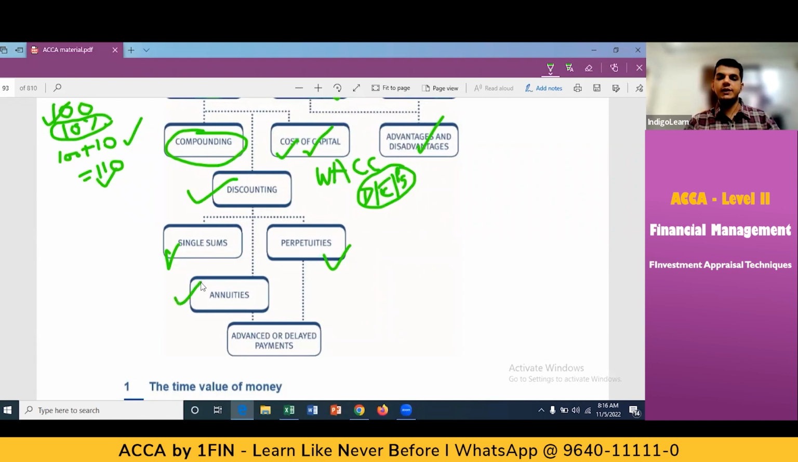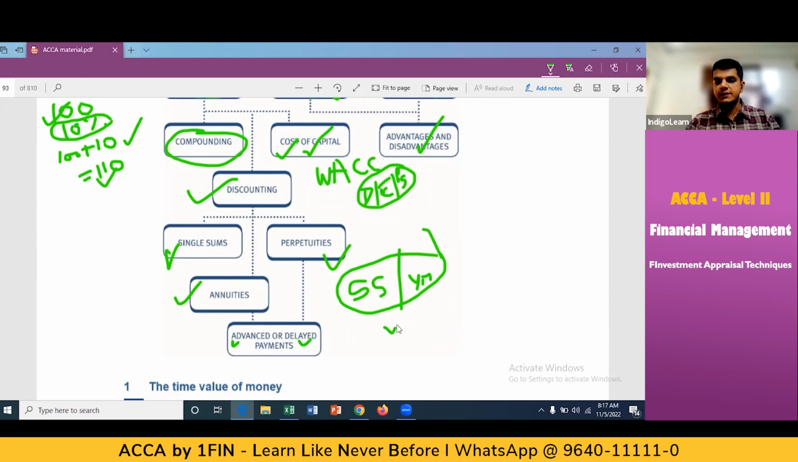Then we'll see annuities also. Same, just as a single sum, annuity means the same sum given for a particular number of years. There won't be any difference in the amount that is being offered to you every year. Then it is called perpetuity. So again, whether perpetuity is beneficial or not, we'll just see by discounting it back to year 0 and comparing with the amount invested. Then what is advance and delayed payment?